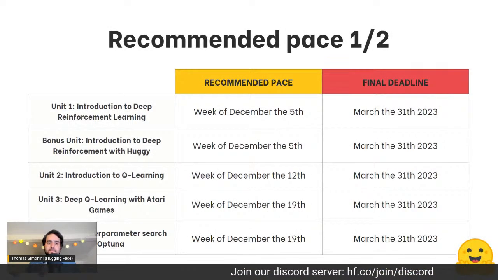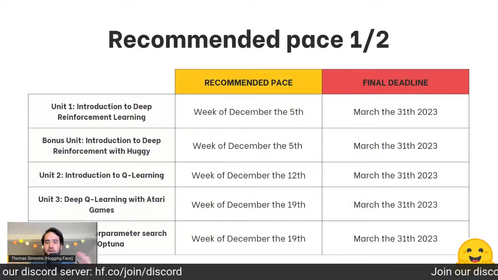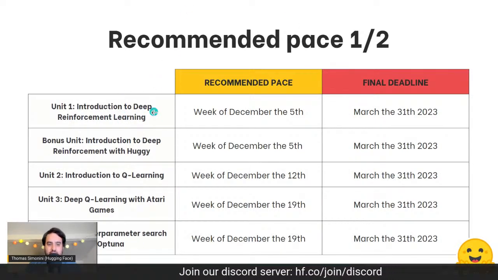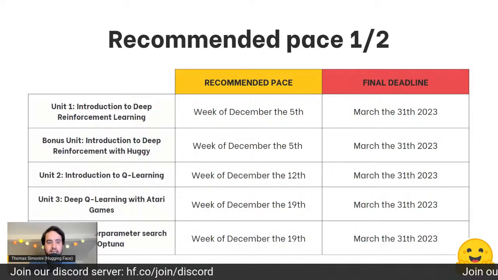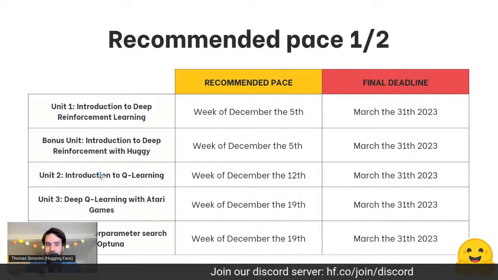So this is the recommended pace of the course. It's obviously just advice. You can handle it whenever you want, but this is the first unit, unit one, introduction to deep reinforcement learning, where you learn the basics of deep reinforcement learning. The bonus unit is the one where you train Huggy. Introduction to Q-learning will be published next week.